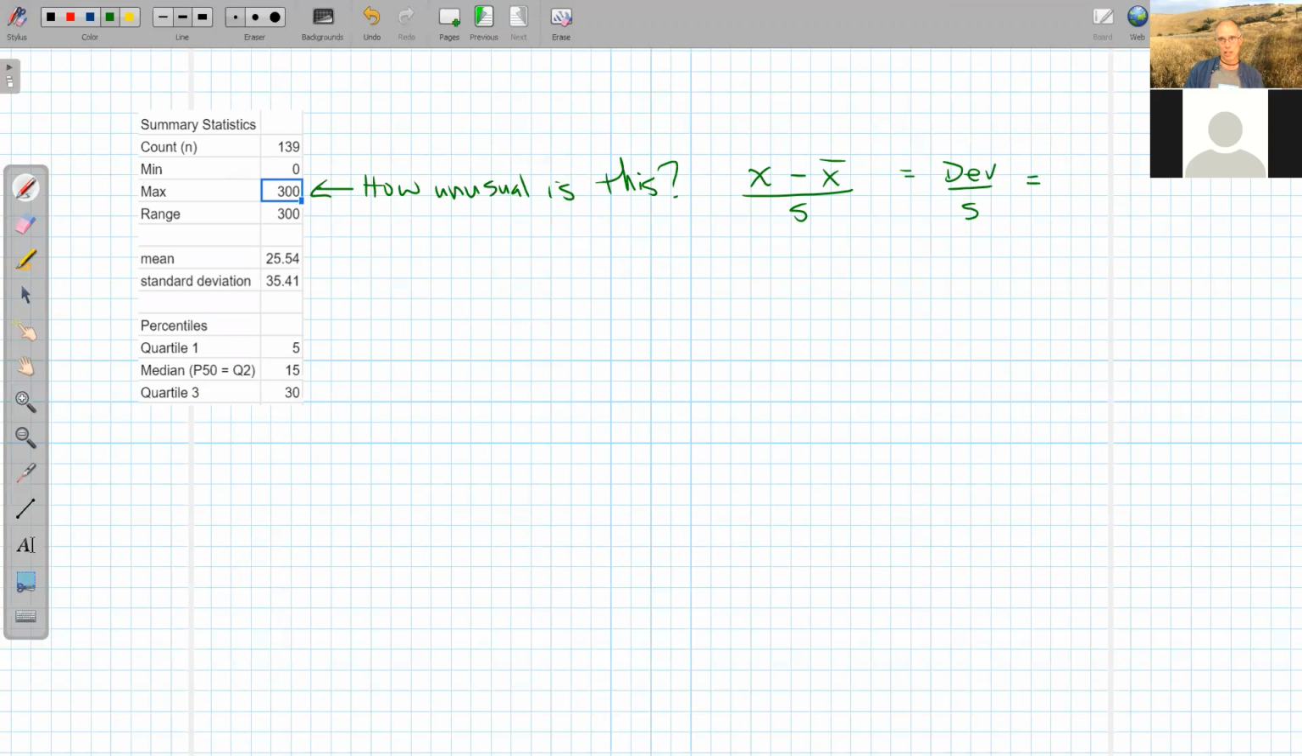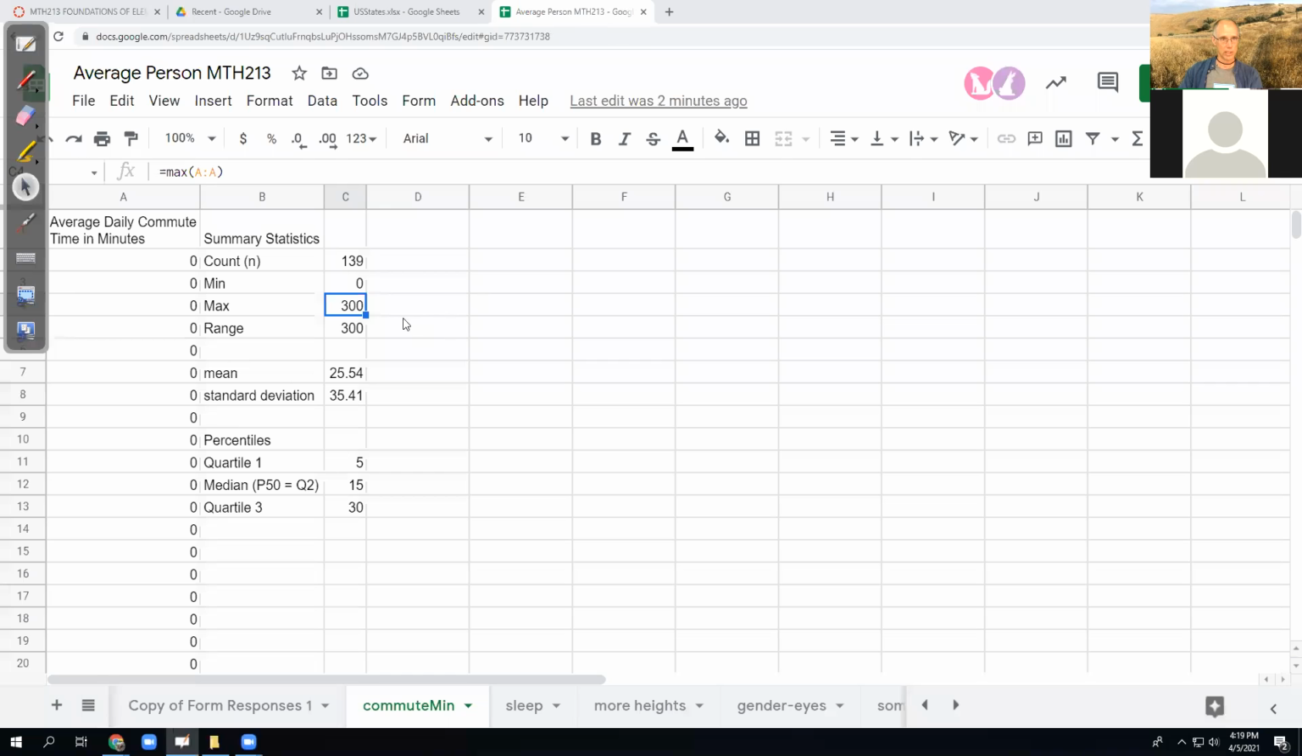So for this one, I want to take 300 minus 25.5 for the mean. And the standard deviation is about 35. Let's just call it 35.4, since I went one decimal there. I want to know what that is. All right, calculator. So what is parentheses 300 minus the mean? That gives me the deviation, close parentheses, then divide by the standard deviation. So that number right there, the 300, is almost 8 standard deviations above average. Oh my gosh.